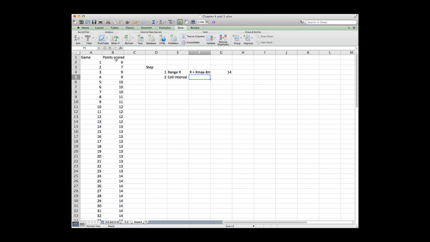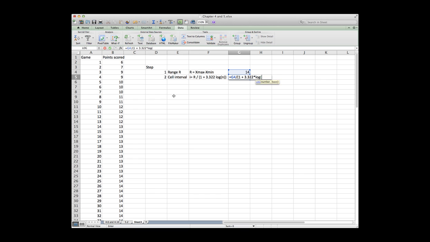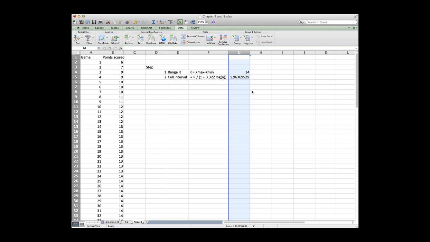Step number 2 is we need to calculate the cell interval. The formula for cell interval is I, the cell interval, equals the range divided by 1 plus 3.322 times the log of n. So we have R divided by 1 plus 3.322 times the log of, what's n in this case? N is the number of observations. We have 70 games, so I'm going to punch in 70. Okay, so our cell interval is about 1.96 or so. I don't need all of those significant figures, so I'm just going to go to 2 significant figures.